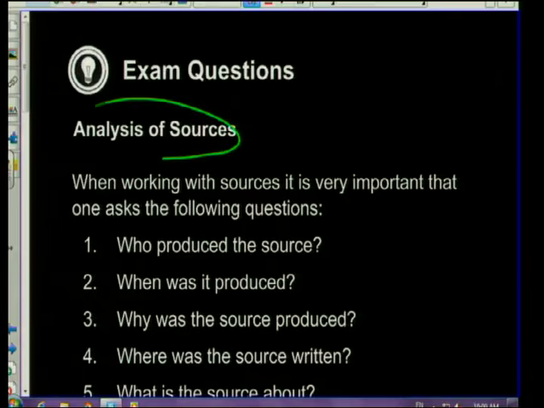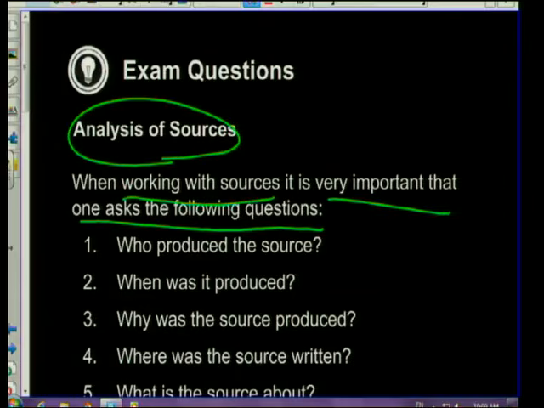Moving on, I would like to look at an exam question, actually a few exam questions that are typical exam questions for paper 2. One important thing you need to know is that analyzing sources is key to understanding the sources. When working with sources, it is very important that one asks the following questions. We're looking at the 5 W questions and the 1 H question. It doesn't need to follow in any specific order, and I'm going to help you through it.